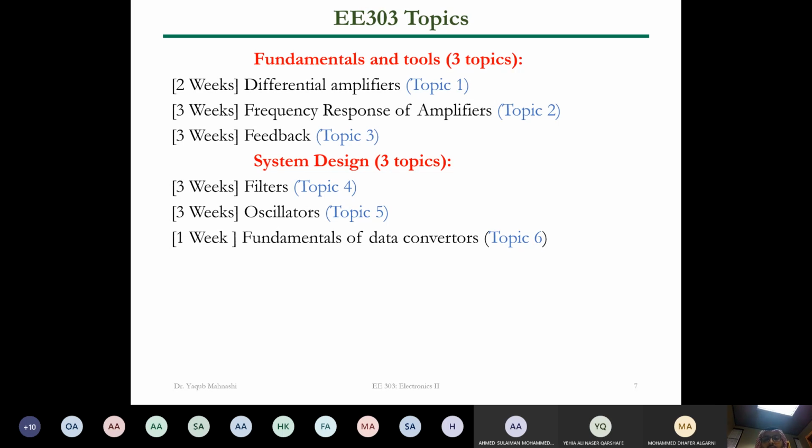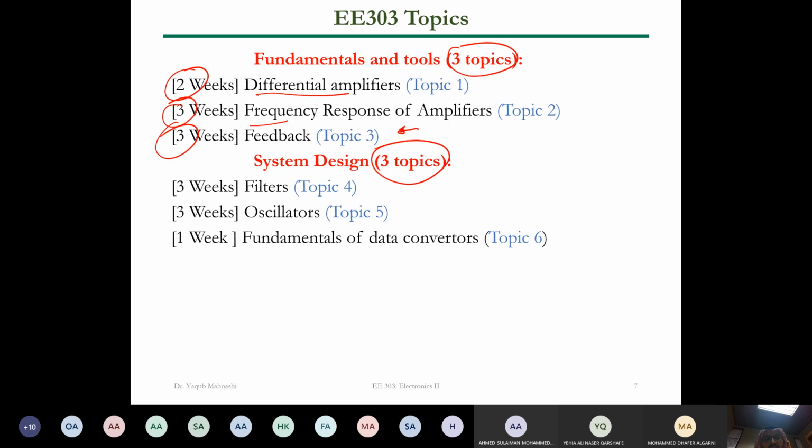So we'll talk about differential amplifiers mainly for integrated circuits, and inshallah it will be for 2 weeks. Then we have 6 topics. 3 of them will be fundamentals and tools, and the other 3 will be system level or applications. So we'll have differential amplifier for 2 weeks, then frequency response for 3 weeks, then feedback for 3 weeks. Usually we'll take our midterm here, okay? So these topics will be covered in the midterm exam, maybe part of the feedback, not all the feedback, but inshallah we'll talk about this one later on.